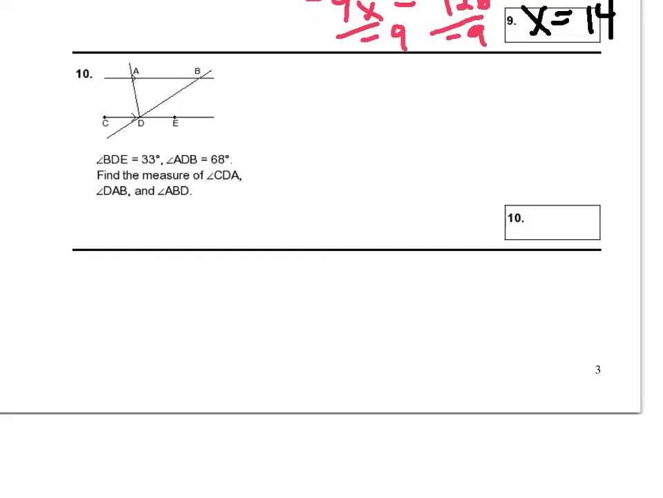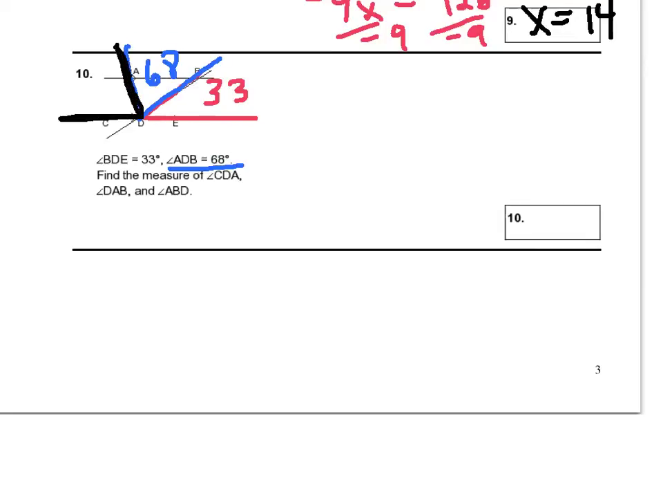Problem number 10, a little bit tricky, but really you've had all this information before. So let's start filling in this diagram with the angles that we have. First of all, angle BDE. Angle BDE is this angle right here, and that equals 33 degrees. The next angle they give you is ADB, and angle ADB is this angle, and they say that measurement is 68 degrees.